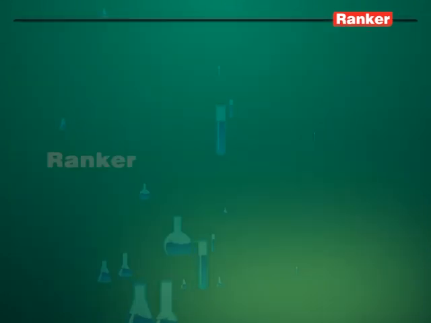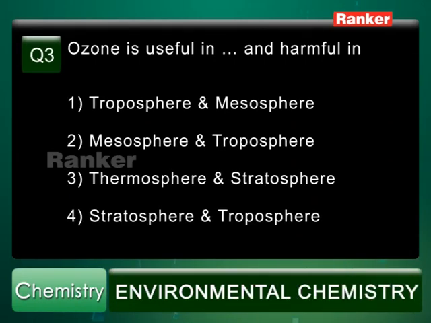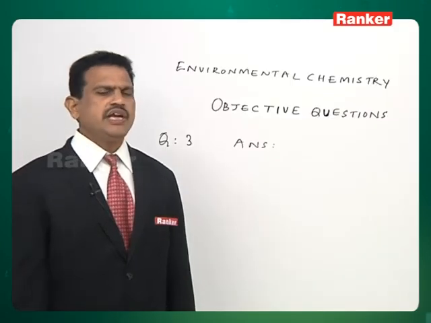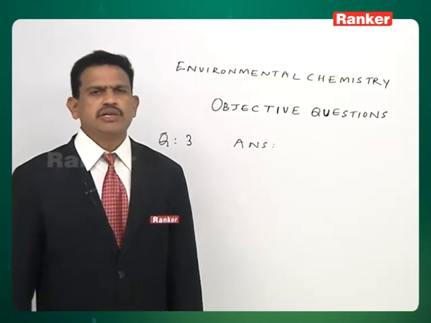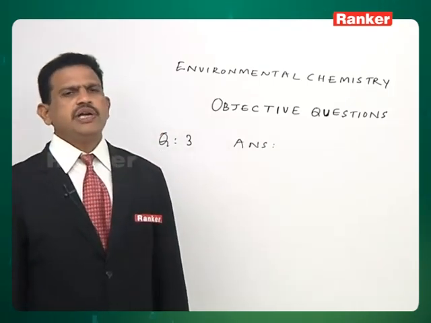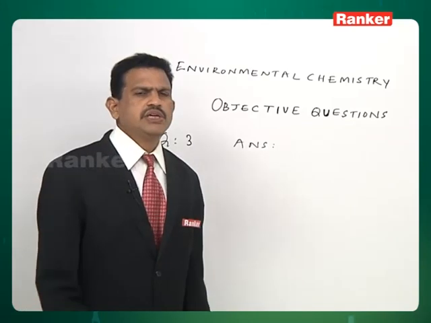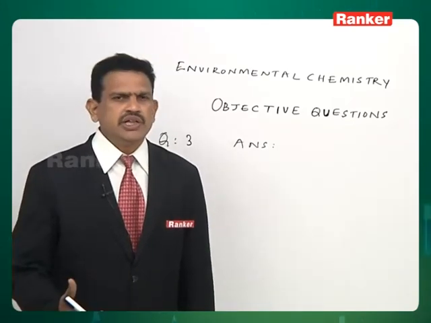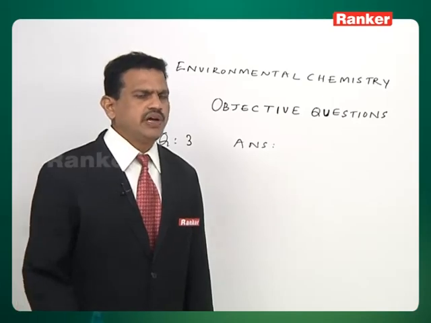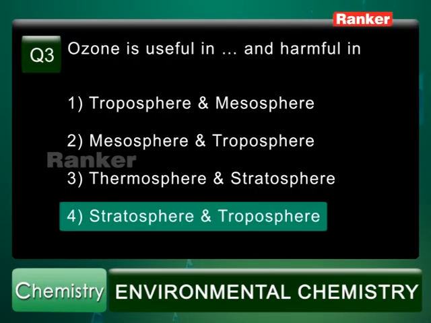Moving to question number 3. Ozone is useful in dash layer, dash region and harmful in dash region of the atmosphere. Option 1. Troposphere and mesosphere, 2. Mesosphere and troposphere, 3. Thermosphere and stratosphere, 4. Stratosphere and troposphere. If ozone is there in troposphere, it becomes air pollutant. If ozone is present in the stratosphere, 10 to 50 kilometers or 11 to 50 kilometers, it is helpful for protecting life on the earth by stopping ultraviolet radiation. So we can go for option 4.